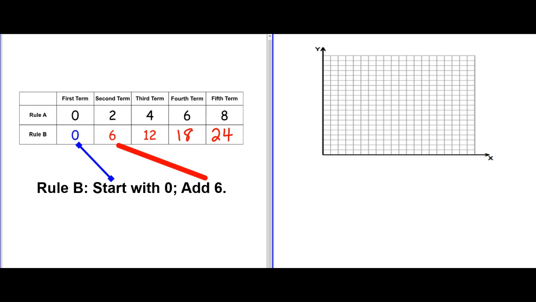Now, let me split the screen here. Okay, so now we can graph this. Okay, so because it says rule A and rule B, we have to decide what's going on the X and what's going on the Y. So we'll stick with yesterday. So we'll put what's on top as the X, and rule B, sorry about the printing, rule B is going on the y. Okay, so it starts with 0, 0.